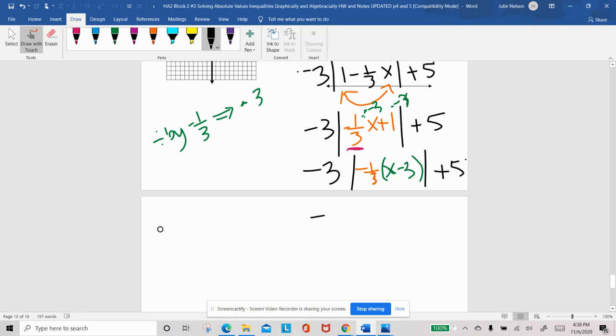So I'm still left with a negative 3 on the outside, but again, I can't have this negative 1/3 in here. So I'm going to take it out. And remember, I'm taking the absolute value of negative 1/3. So when I take the absolute value of negative 1/3, it becomes positive 1/3. And I'm still left with the absolute value with x minus 3 inside and a plus 5 outside.